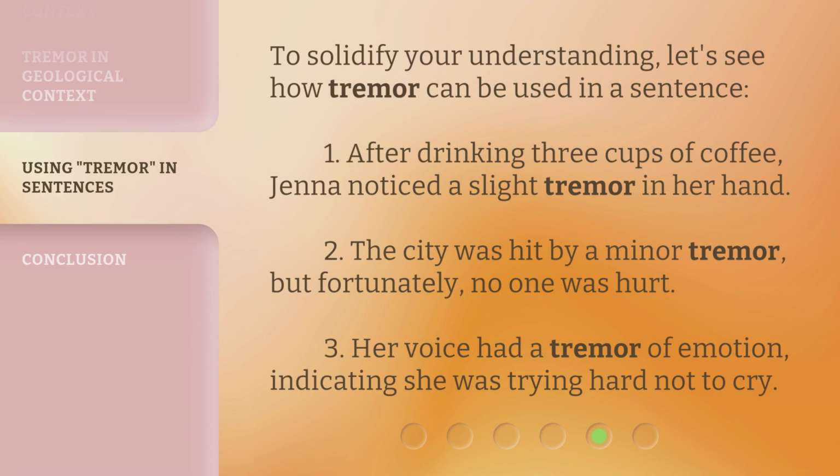To solidify your understanding, let's see how tremor can be used in a sentence. 1. After drinking 3 cups of coffee, Jenna noticed a slight tremor in her hand. 2. The city was hit by a minor tremor, but fortunately, no one was hurt. 3. Her voice had a tremor of emotion, indicating she was trying hard not to cry.